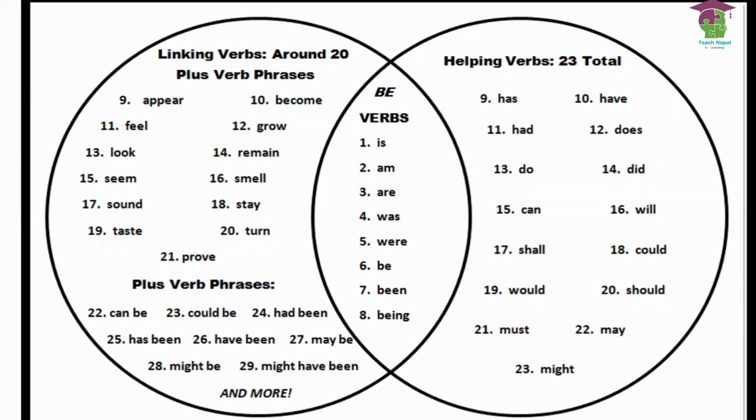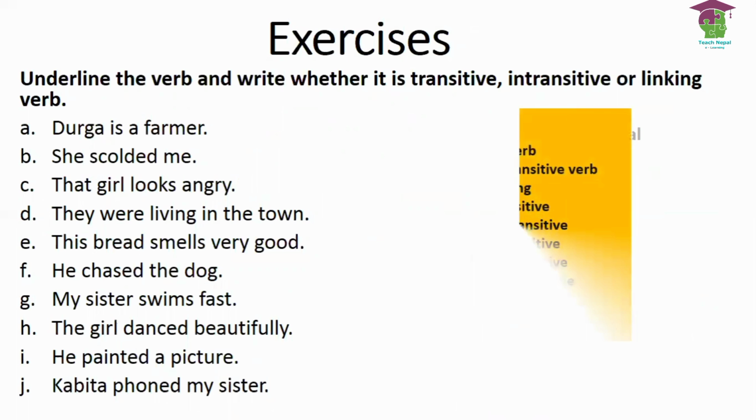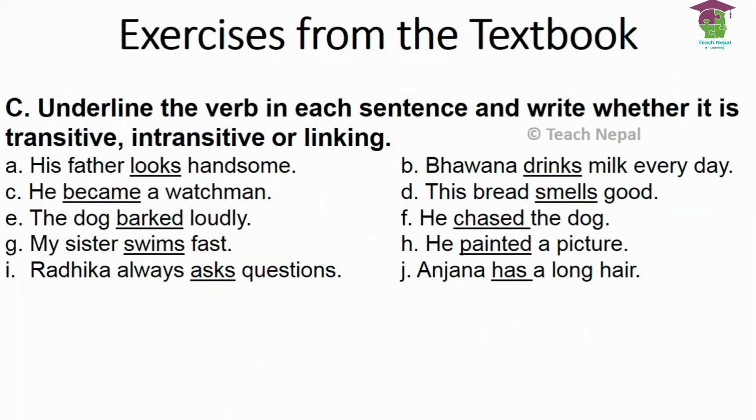If you look at this, you can do the exercise easily, right? So underline the verb and write whether it's transitive, intransitive or linking verb. This is an additional exercise, and what we have been given, you can see it here. The textbook exercise is here. You need to do it.